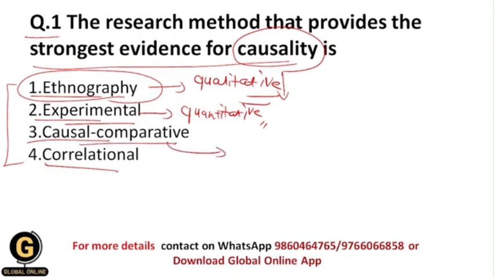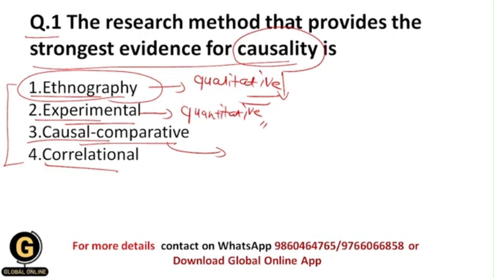This is the research method in which we also study the cause and effect relationship between the variables, but here we study the facts which have already happened in the past.